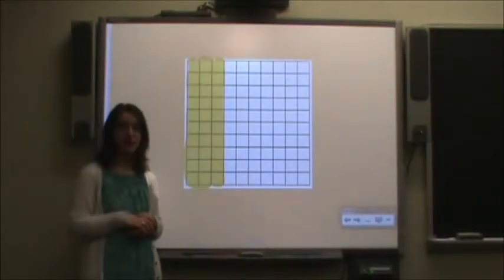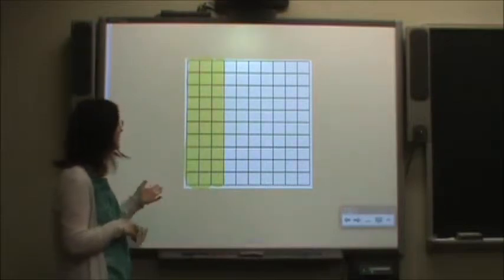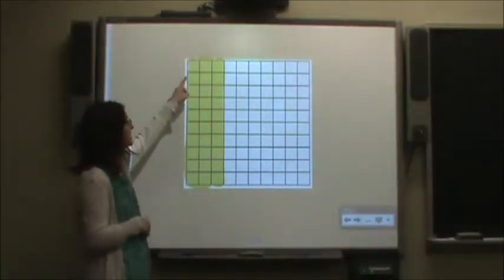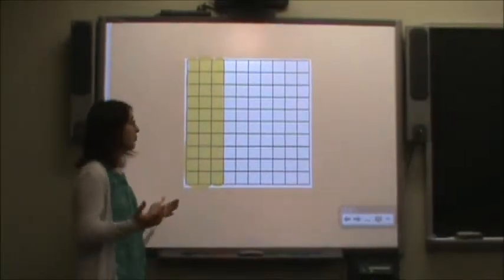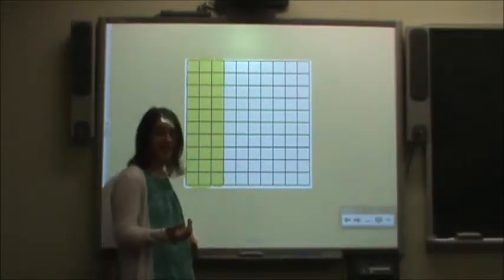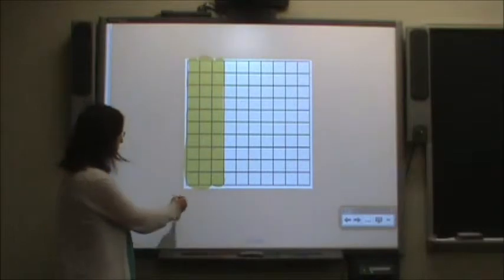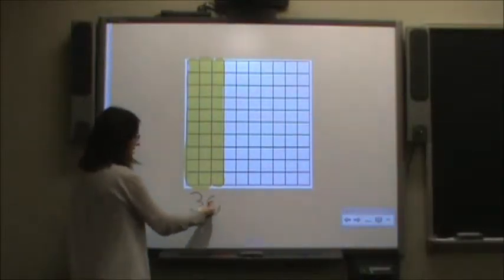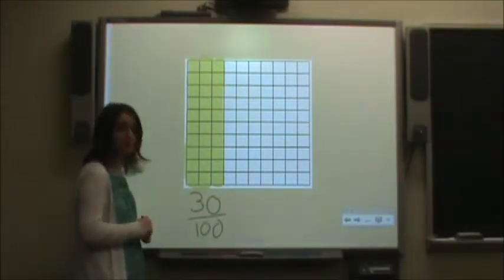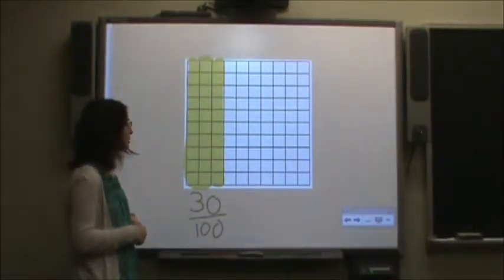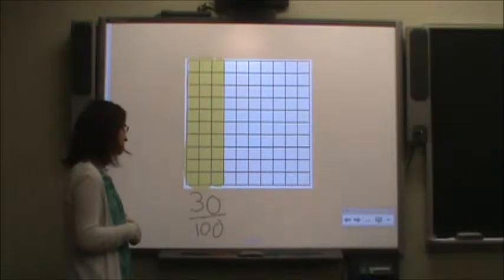So now taking a pause from that, we are going to look at this hundreds grid. I have shaded in 3 of the columns, so that's 30 of the blocks out of 100. How would I write this as a fraction? It would be 30 over 100, or 30 out of 100, because 30 of the squares are shaded in out of the 100 squares.